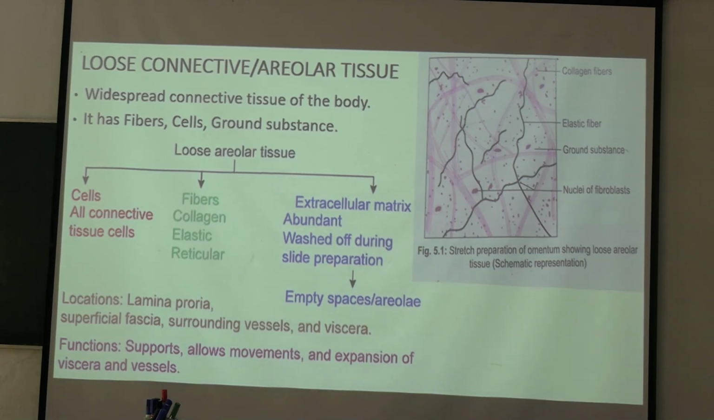Next we go to loose connective tissue or loose areolar connective tissue. You have to draw in your copy the three types of fibers, the different types of cells and these different types of connective tissue: mucoid tissue, loose areolar connective tissue, dense regular connective tissue and dense irregular connective tissue. All these diagrams you have to draw.